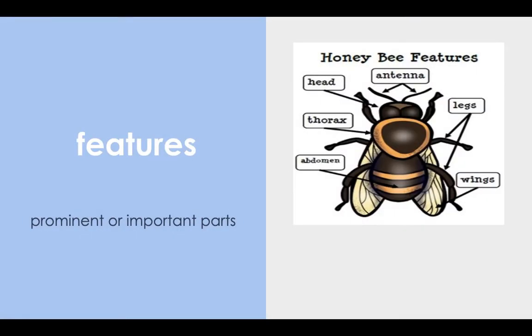All right, before we get started reading, we're going to look at a few vocabulary words. Now, last week we talked about nonfiction features, okay? But we can also talk about the features of a honeybee. The features are the prominent or important parts. The important parts are labeled here in the diagram. You have the head, the antenna, legs, wings, the thorax, and the abdomen.